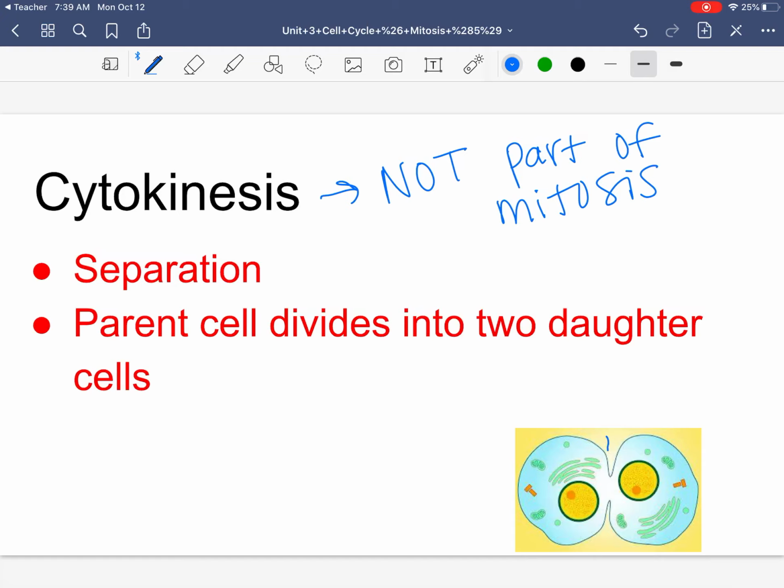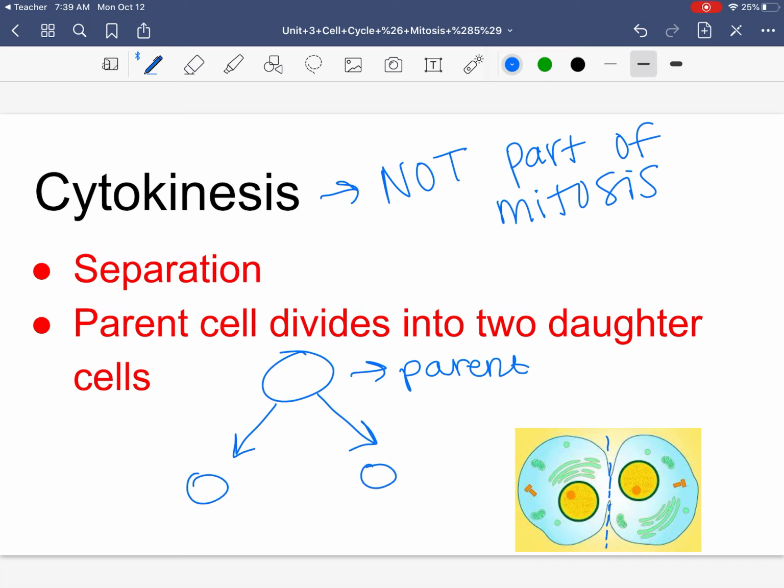This is when the cell is going to actually separate, and you'll get 2 cells. So you start with 1 cell. This is your parent. And then by the time it finishes cytokinesis, you will have 2 cells, and these are the daughter cells.